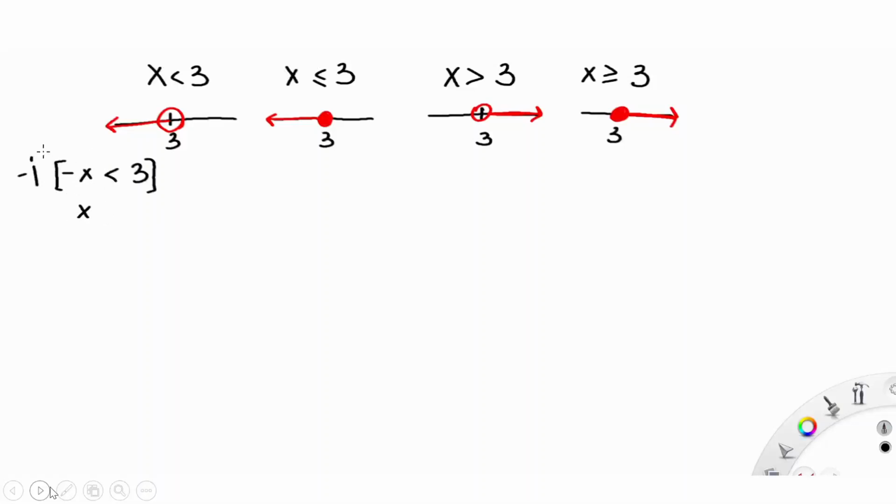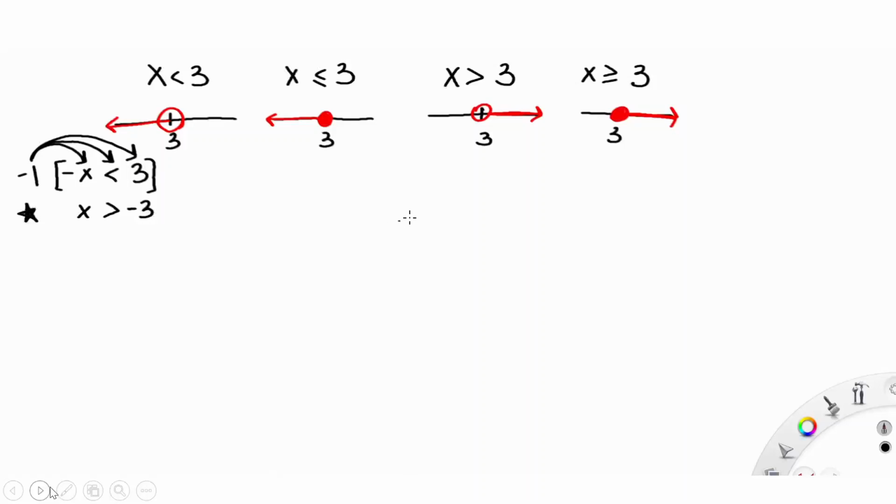So while the -1 applies to negative x, and while it applies to 3, I have to remember that it also applies to the inequality. So in this case, it's going to change from less than to greater than -3. Okay, this is a very important thing to know because sometimes you might forget.